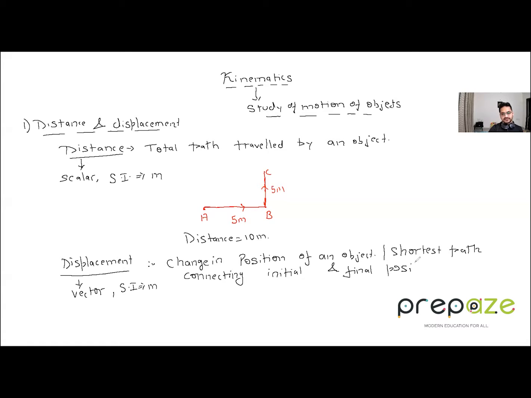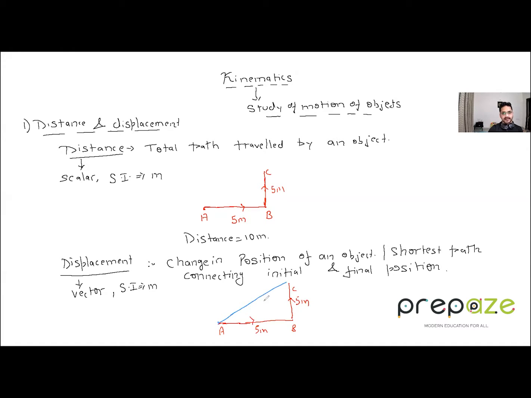Let us try to understand with the same example which I gave you earlier. The object started from A, then it went to B, 5 meters, then it went straight up to the point C. This is 5 meters, this is 5 meters. Now, what is displacement? See the definition carefully. It is the shortest path connecting the initial and final position. What is the initial position? It is A. What is the final position? It is C. So what is the shortest path? It is a straight line connecting these two, which is AC.